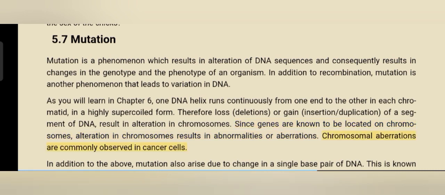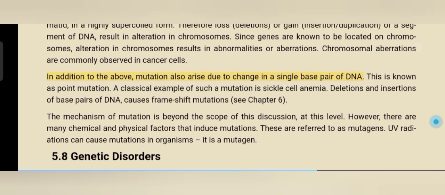Chromosomal aberrations are commonly observed in cancer cells. In addition to the above, mutation also arises due to a change in a single base pair of DNA. This is known as point mutation. A classical example of such a mutation is sickle cell anemia. Deletions and insertions of base pairs of DNA cause frameshift mutations, see Chapter 6. The mechanism of mutation is beyond the scope of this discussion at this level. However, there are many chemical and physical factors that induce mutations. These are referred to as mutagens. UV radiation can cause mutations in organisms; it is a mutagen.